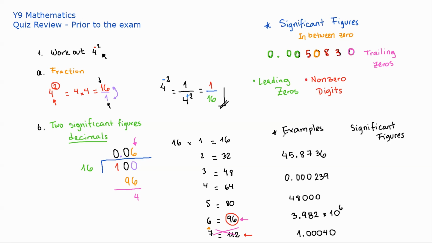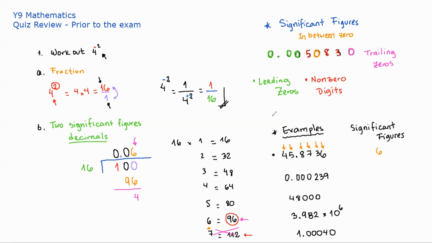Let's look at some examples here. So, examples of significant figures. We have the first number. All of them are non-zeros. So the amount of significant figures is going to be all the numbers that I count. 1, 2, 3, 4, 5, 6. So yes, 6 significant figures.